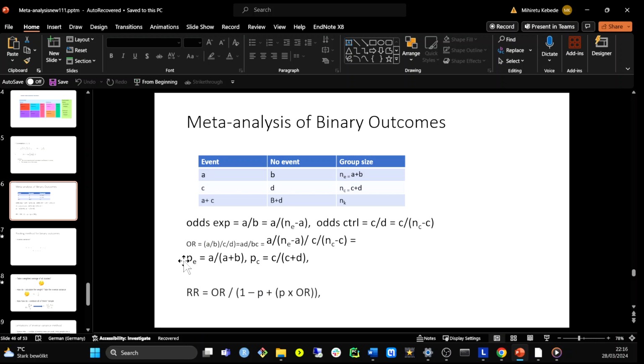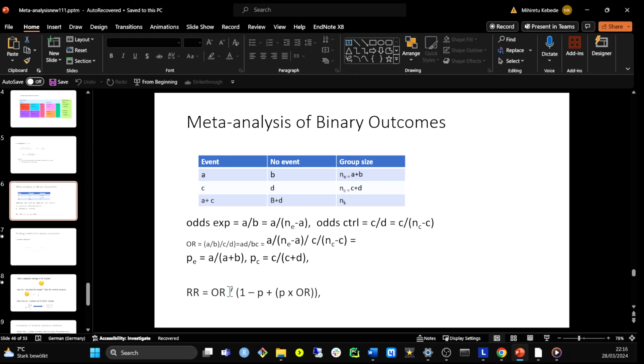But in some cases, especially if the disease is not rare, the odds ratio will not be an approximate measure of the risk ratio. If the disease is rare, you can assume the odds ratio and risk ratio are approximately equal. So here is a conversion formula. If the disease is not rare, then you have to convert the odds ratio to a risk ratio before pooling them together. But if the disease is rare, you can pool them together. It should not be that much of a problem.